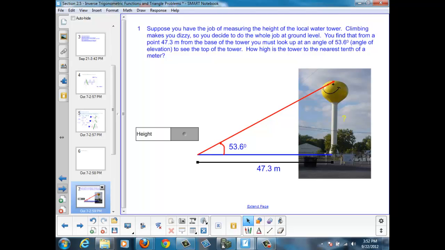To set up this problem, I like to identify which pieces of the triangle have been given to me and which piece of the triangle I am attempting to find. So, from our diagram here, we are given an angle theta. We are given the adjacent side, and we are being asked to find the opposite side.